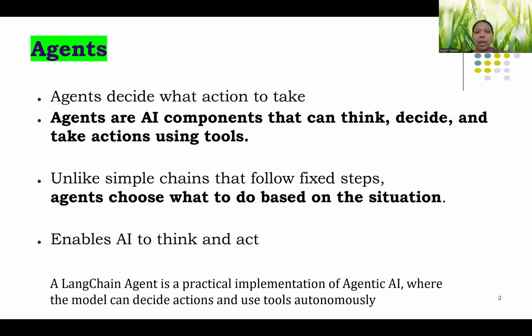A LangChain agent is something like an agentic AI, where the model can decide and take some actions, and it can also use the corresponding tools to automate the work.